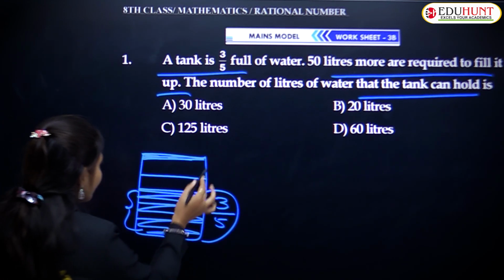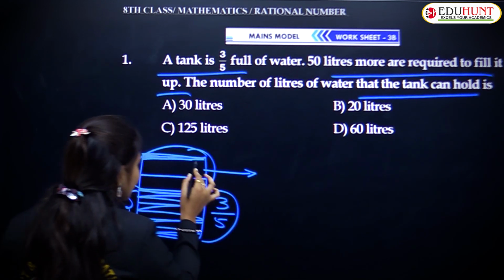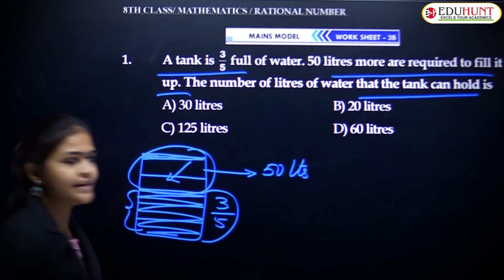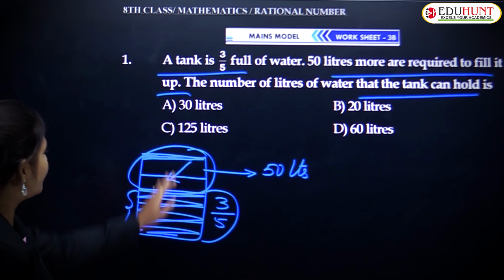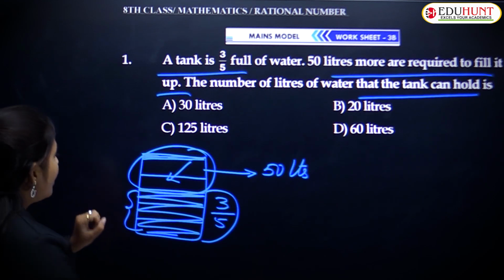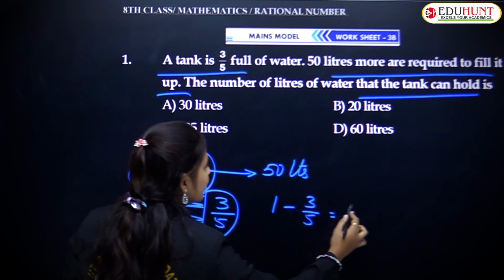So the leftover tank is there, so this is the empty tank. So to fill this tank here, 50 liters of water required. Understand? So this is the question. So if we take this total as 1 part, okay, if you subtract 1 minus 3/5, then we will get 2/5.